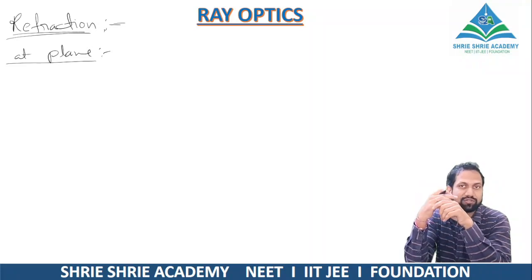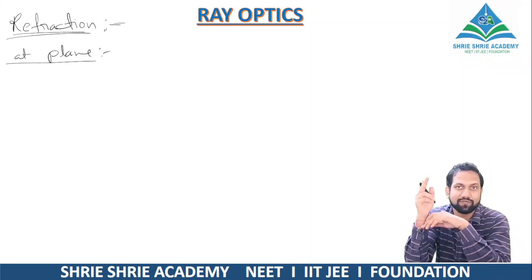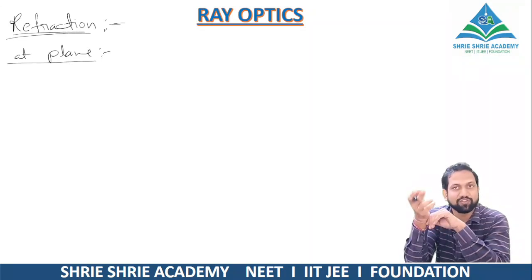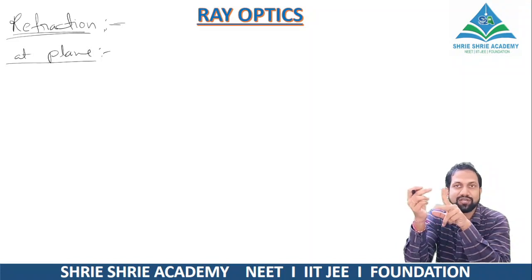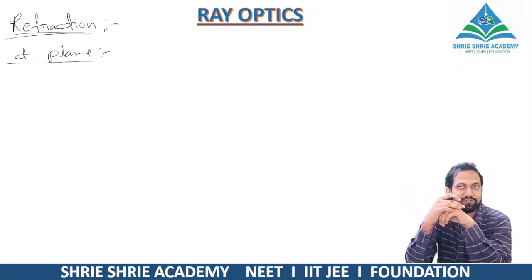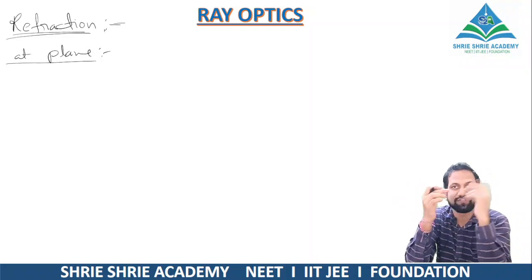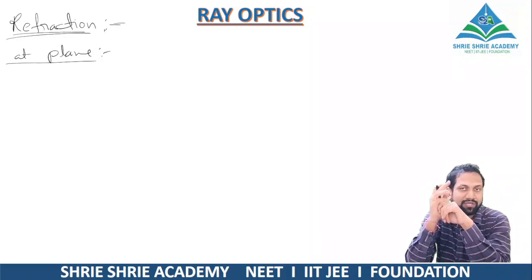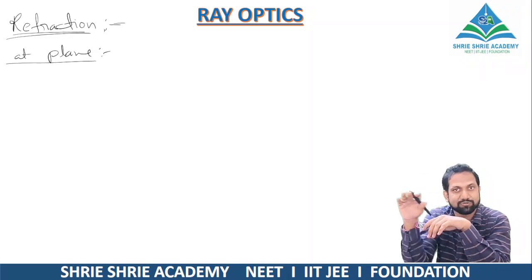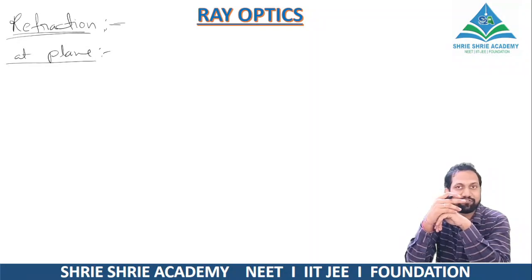Here you may get a doubt: what is mu? The mu is the refractive index. There are 2 types of refractive indices, absolute refractive index and relative refractive index. Absolute is c by v, relative is v1 by v2. If you compare 2 different media, then it is relative refractive index. If you compare any medium with free space, that is absolute refractive index. Remember, relative refractive index can be greater or less than 1, or sometimes equal to 1. But absolute refractive index is always greater than 1. It will never be less than 1.